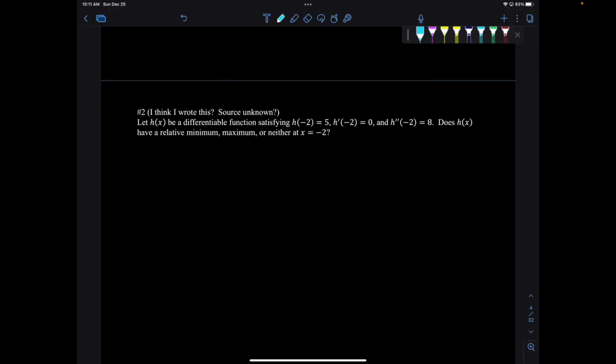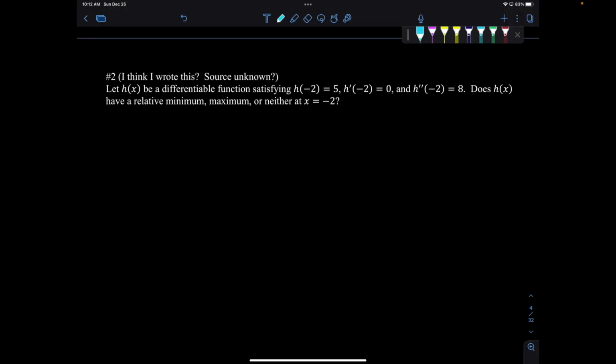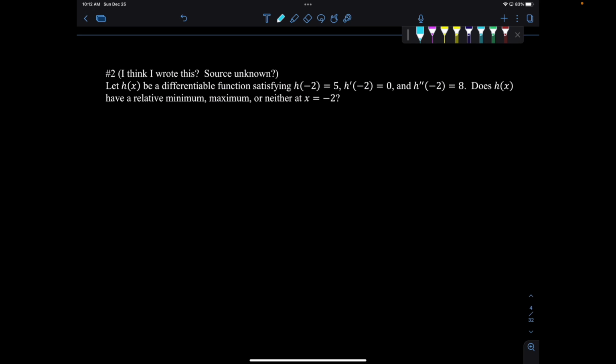I think I wrote this too, so it's probably terrible. Let's find out. Let h of x be a differentiable function satisfying h of negative 2 is 5, h prime of negative 2 is 0, h double prime of negative 2 is 8. Does h of x have a relative minimum, maximum, or neither at x equals negative 2?